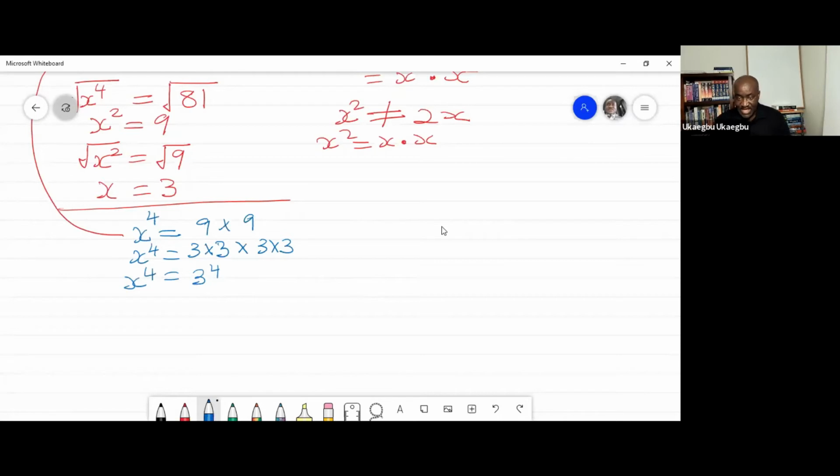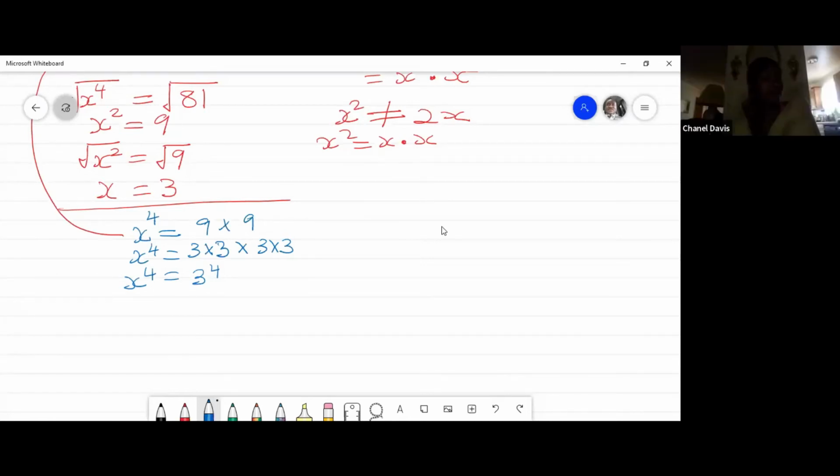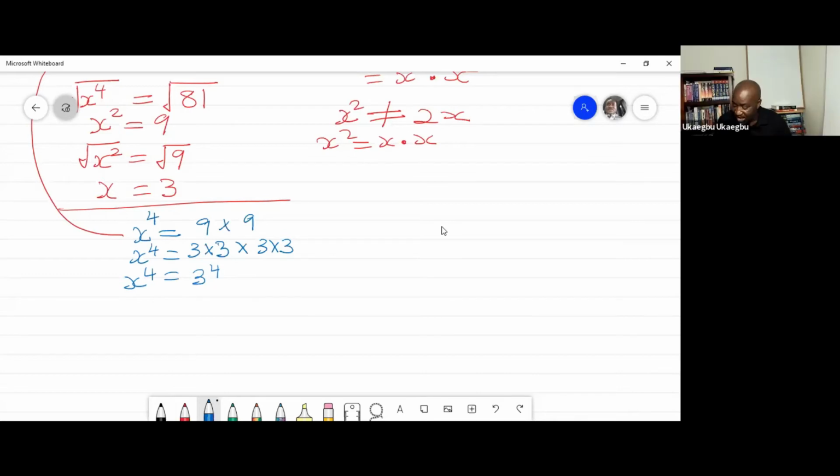So x exponent 4 and 3 exponent 4. If you look at the left and the right side, if the exponents are exactly the same, it means the bases are equivalent. What did I say? Somebody repeat exactly what I said. So if the exponents are the same, this is x raised to power 4, and this is 3 raised to power 4, the exponents are exactly the same. That means the bases are equal to each other. So it means that x is equal to 3.